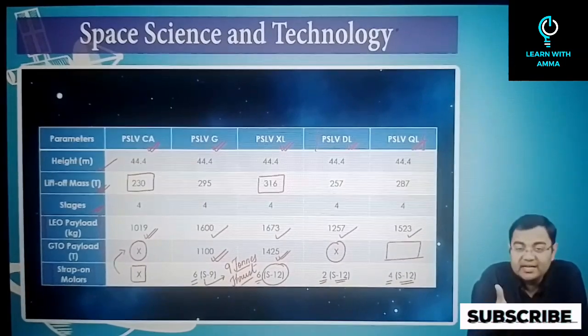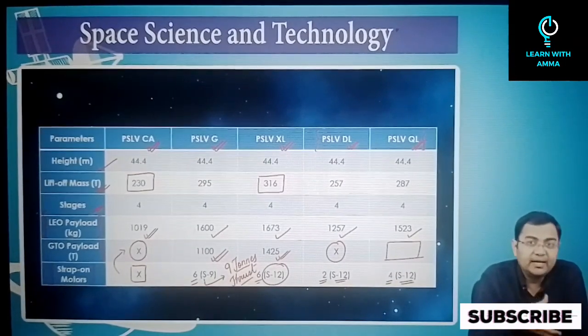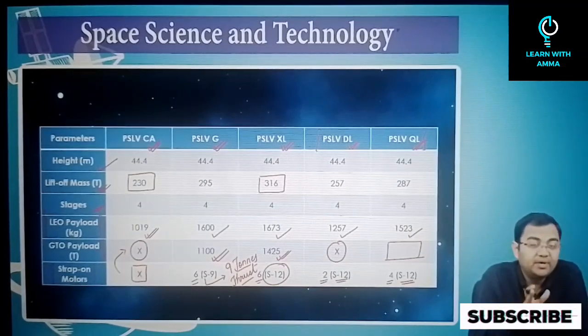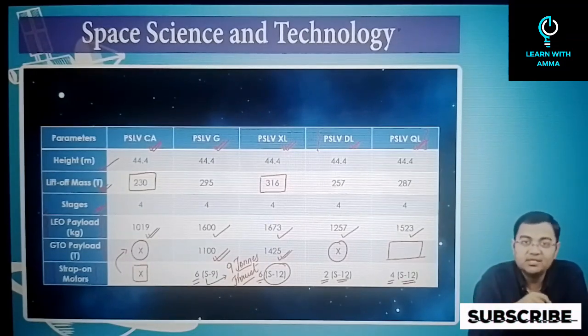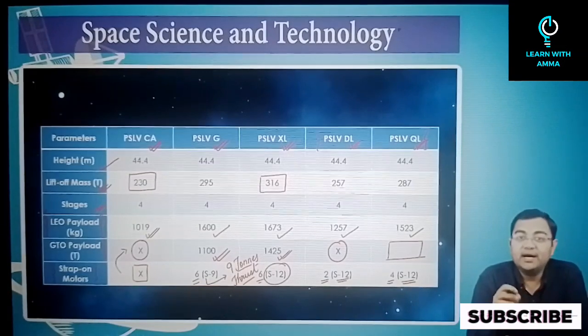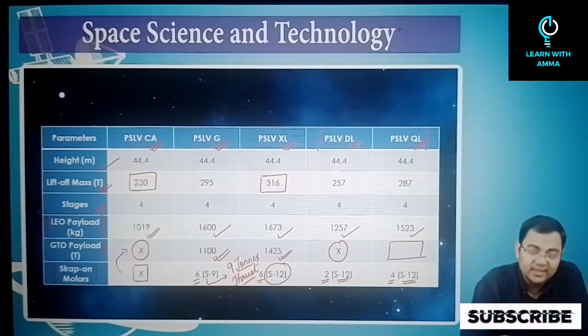Similarly, if it is a heavy satellite, for example, Mangalyaan or Chandrayaan or Astrosat, you definitely would be using the XL variant and you won't be using the CA variant or QL or DL variants, because these are variants which cannot carry that much amount of mass. They are lower in amount of mass that they can carry.